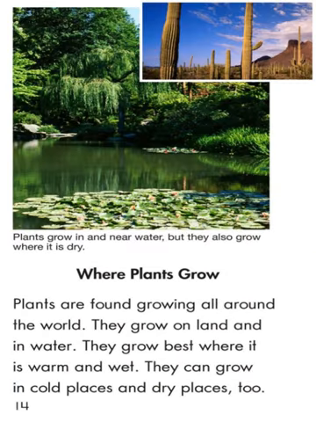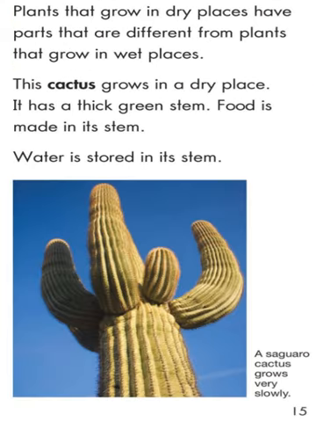Plants are found growing all around the world. They grow on land and in water. They grow best where it is warm and wet. They can grow in cold places and dry places too. Plants that grow in dry places have parts that are different from plants that grow in wet places.